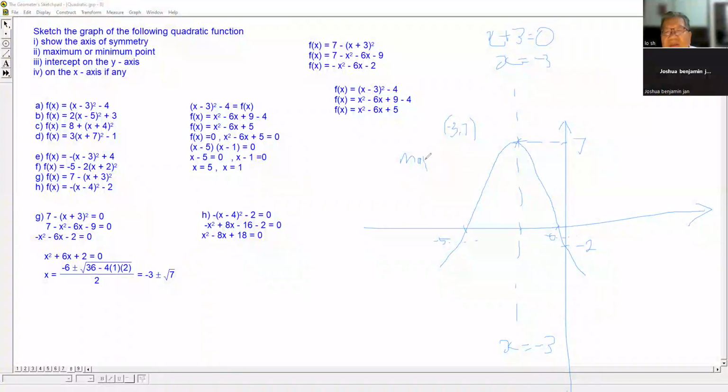Not minimum. This is maximum value. Which number? 7. Correct. Okay. So this thing is complete. We know the maximum value of the function is 7. The maximum point of the graph is -3, 7, where they cut the x-axis, where they cut the y-axis. So this is complete. Okay, copy this, then we proceed to the last one, the H.